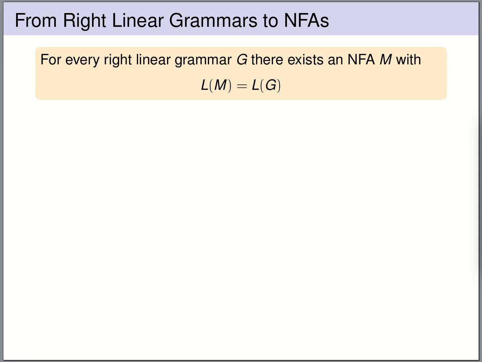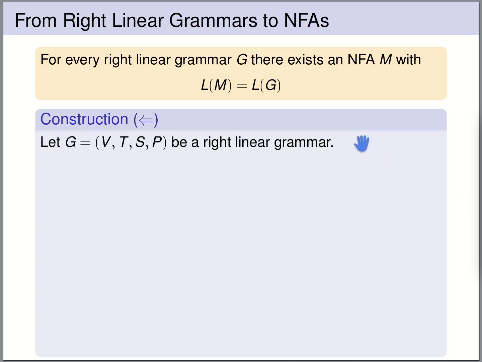So we've just seen that non-deterministic finite automata can be translated into right linear grammars. So right linear grammars are at least as strong as non-deterministic finite automata. But the reverse translation is also possible. So for every right linear grammar, we can transform it into a non-deterministic finite automaton that accepts the language that is generated by the grammar. So how do we prove that?